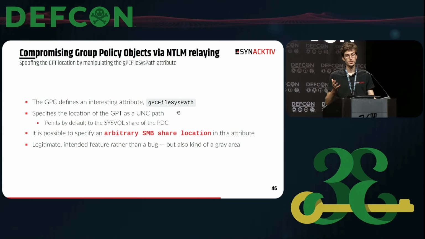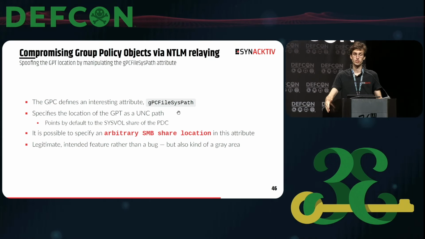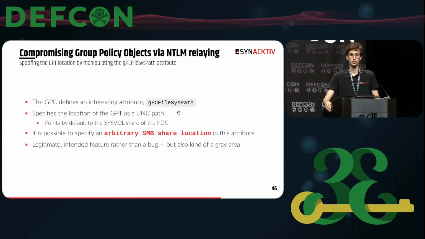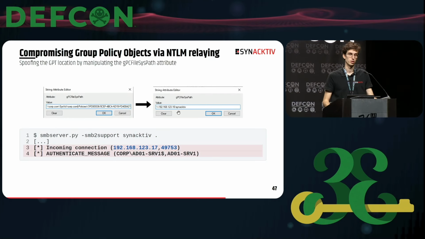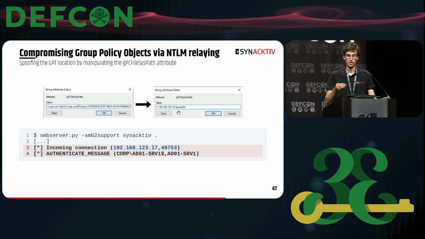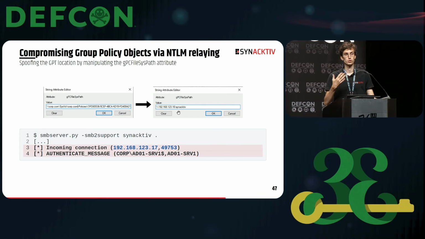Anything goes. For Microsoft, this is a legitimate feature, this is expected, but not so much because it crashes the group policy management console. So I guess this is kind of a gray area. You can see here I just modify in Windows the GPC file syspath to a random IP address, and after 90 minutes, I start to see some objects that are trying to authenticate to me in order to fetch the GPT files. So you can just specify anything in the GPC file syspath attribute.